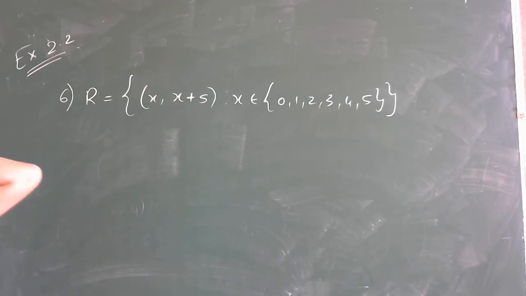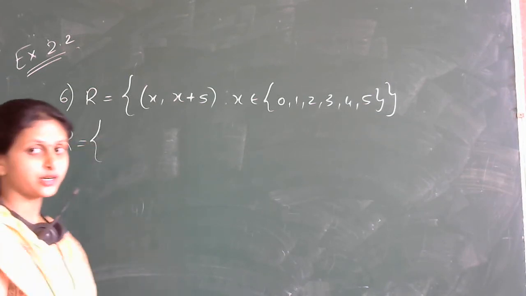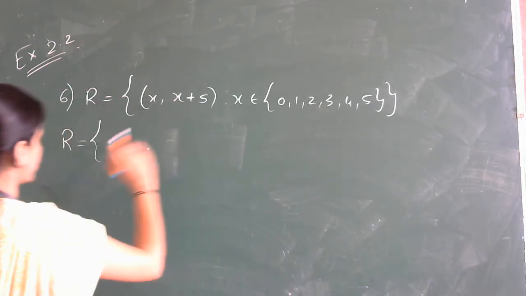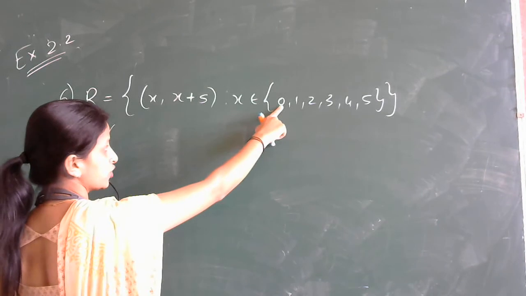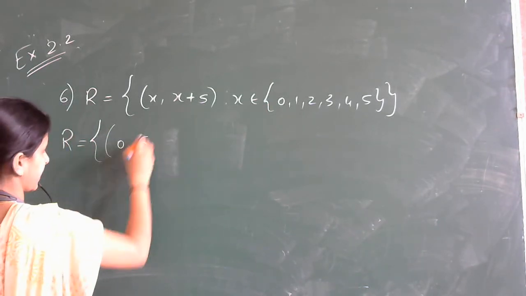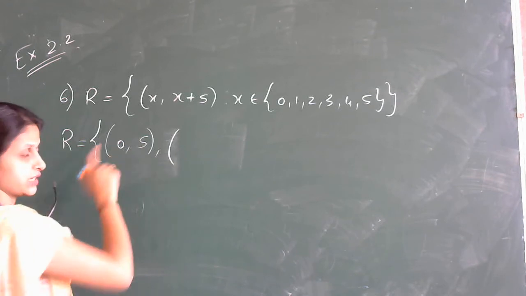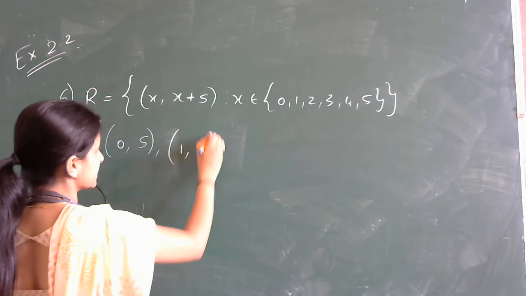So first of all, what we will do? We will write this relation in roster form. It is in set builder form, right? So let us write it in roster form. Let us take elements one by one. Now if I take 0, what will I get here? 0 comma 0 plus 5, that is 5. This is my first element. Next when you take 1, it will be 1 comma 6.